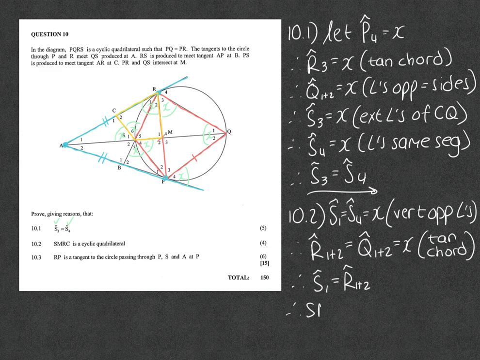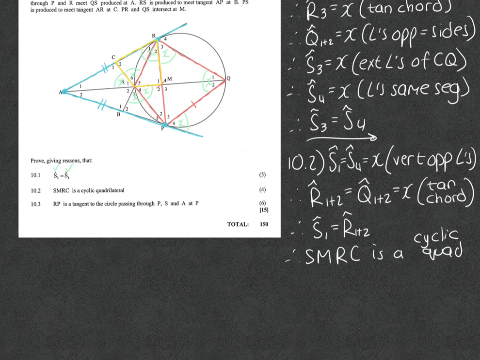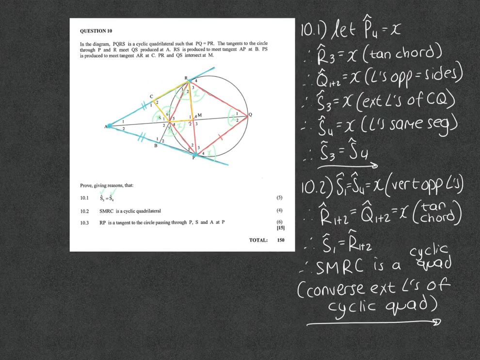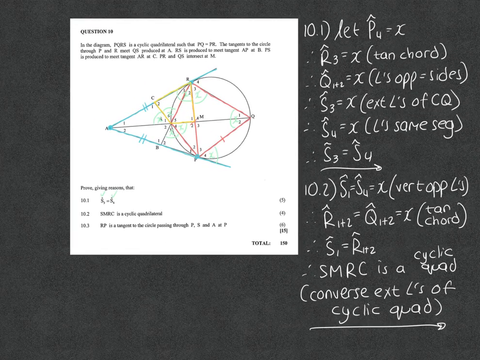Therefore, SMRC is a cyclic quad. Reason, converse exterior angles of cyclic quad. Okay, a lot of people opt to use the X method by making something X because it's easier to see. Okay, but others don't. Others will just use the angles. Okay, it's all up to you and your comfort.